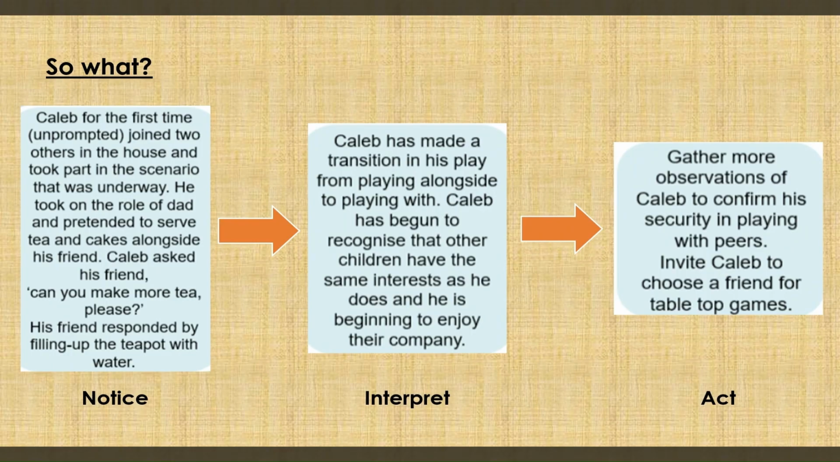Here is an example of an observation and how it has followed the observation cycle. This practitioner has noticed a child in their play, interpreted what they've seen, and then acted upon it.